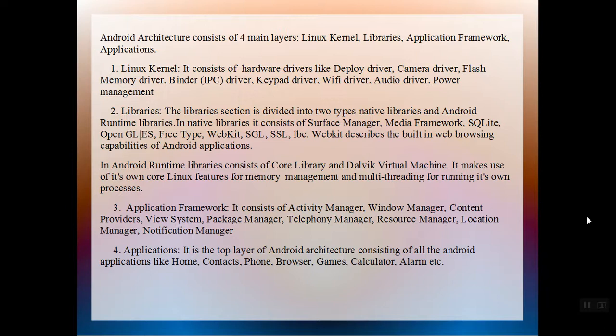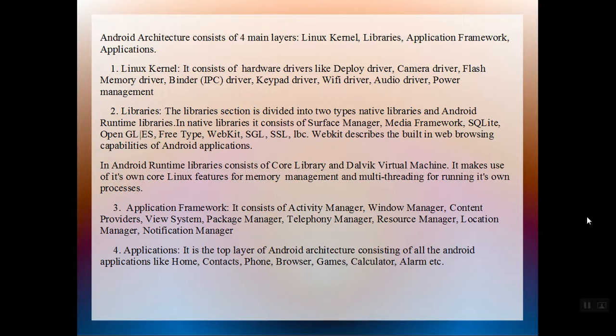The second part of the native layer is Android runtime, which includes core libraries and the Dalvik virtual machine. Core libraries enable Android application developers to write applications using Java. Dalvik Virtual Machine or DVM is like the Java Virtual Machine, but it is optimized for mobile devices. It consumes less memory and provides fast performance.